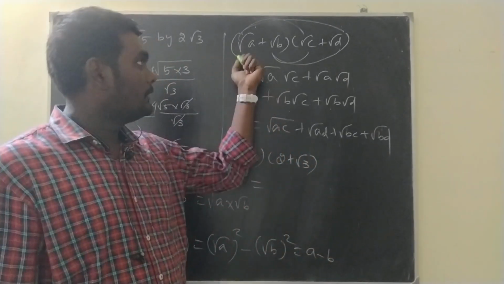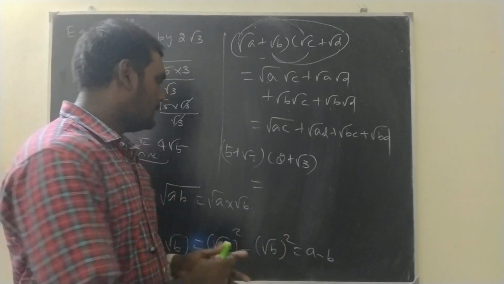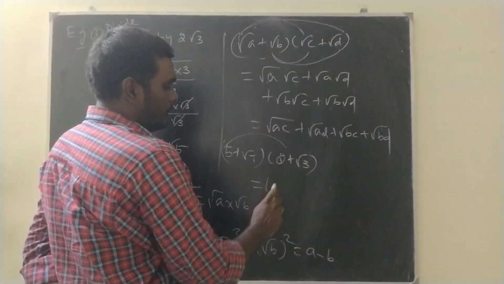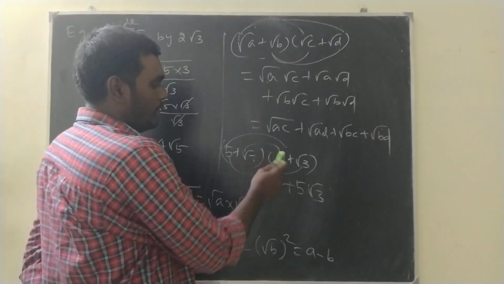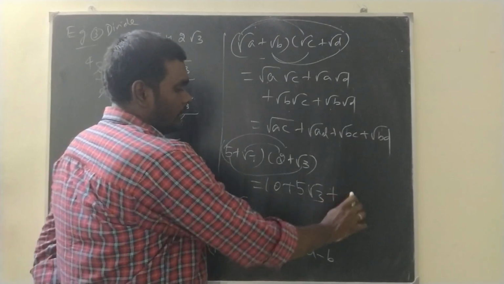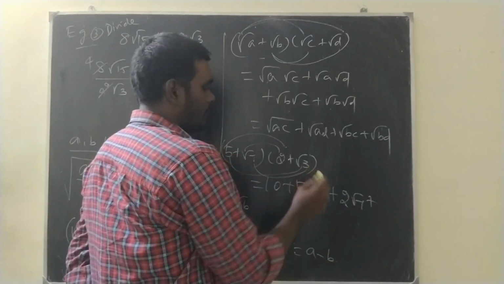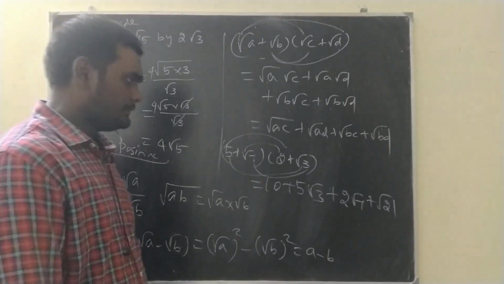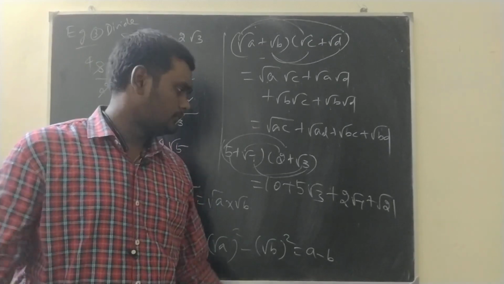Okay. See, this one we need to apply because the numbers are not the same. It is not in the a plus b, a minus b form. We just multiply. Multiply the first number with the first number. 5 2s are 10 and 5 into root 3 is 5 root 3. Again root 7 into 2 is 2 root 7, plus root 7 into root 3, that is root 21. That is all. Any like terms here? No. This is our answer.